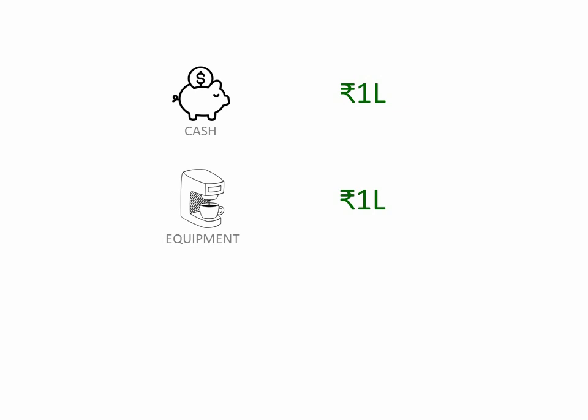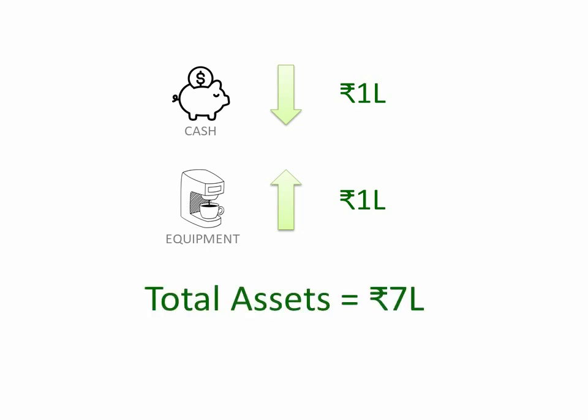So, one asset increases while another asset decreases. The total assets are still 7 lakh. Liabilities are still 2 lakh. Owner's equity is still 5 lakh. The equation is still 7 lakh is equal to 2 lakh plus 5 lakh. Balanced.